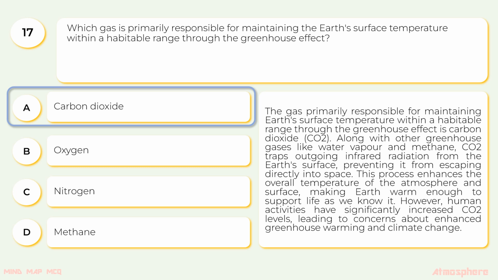Along with other greenhouse gases like water vapor and methane, carbon dioxide traps outgoing infrared radiation from Earth's surface, preventing it from escaping directly into space. This process enhances the overall temperature of the atmosphere and surface, making Earth warm enough to support life as we know it. However, human activities have significantly increased carbon dioxide levels, leading to concerns about enhanced greenhouse warming and climate change.